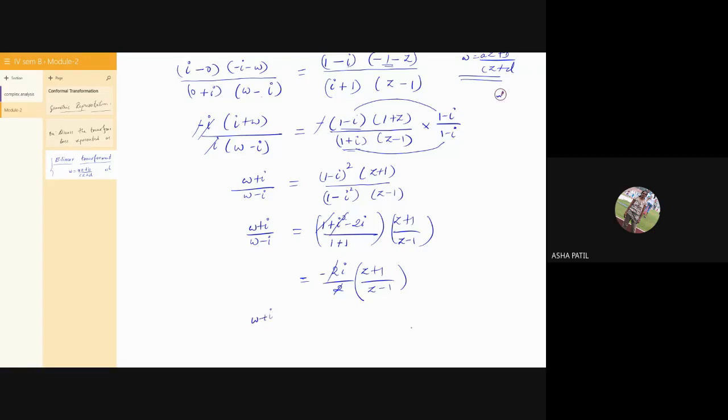I'll just write here. W plus I divided by W minus I is equal to IZ plus I divided by, I'll multiply this minus here down, so it is 1 minus Z. Here the terms are multiplied by I, but minus I has been taken into the denominator so that you can write it as 1 minus Z.